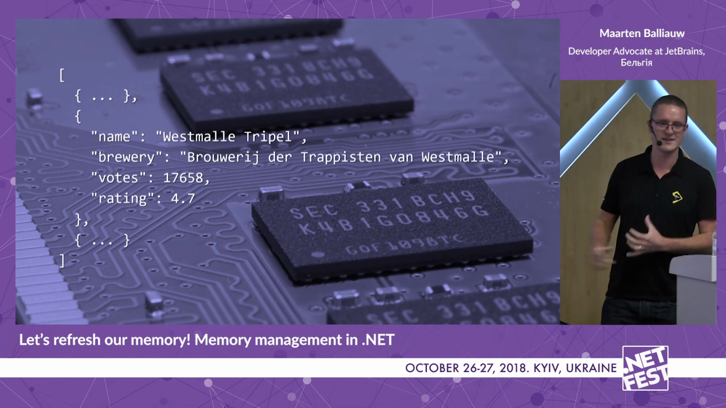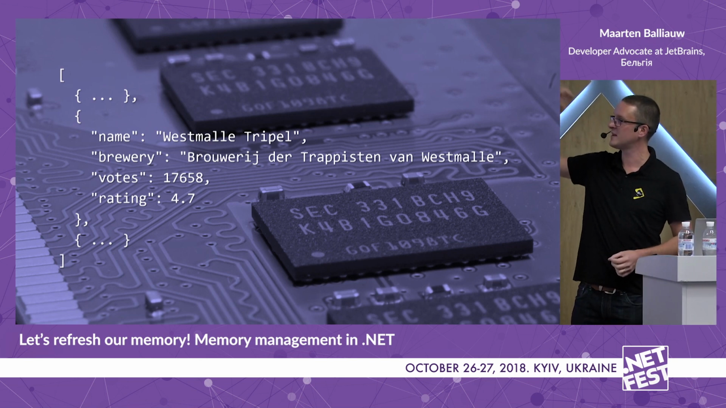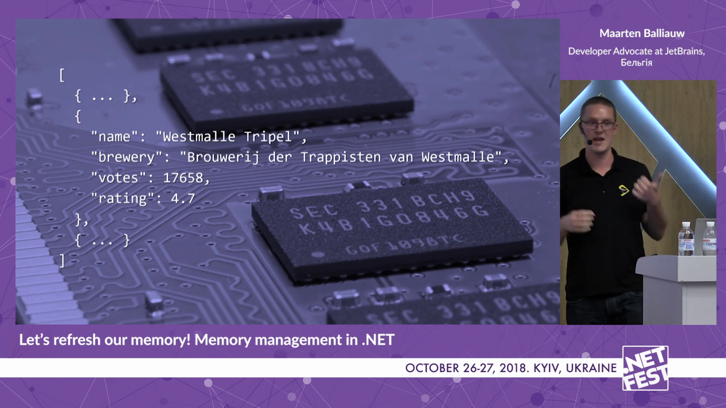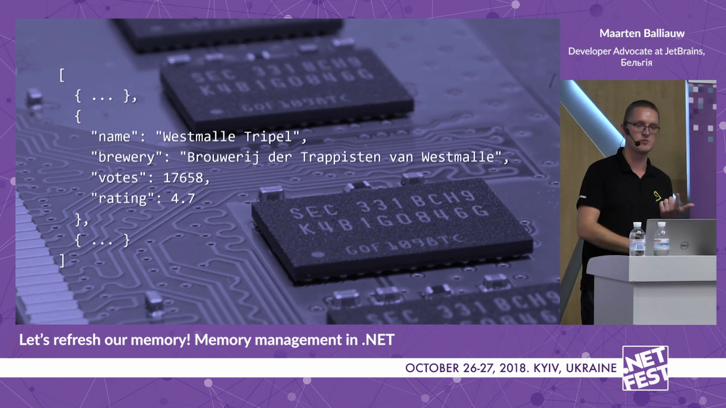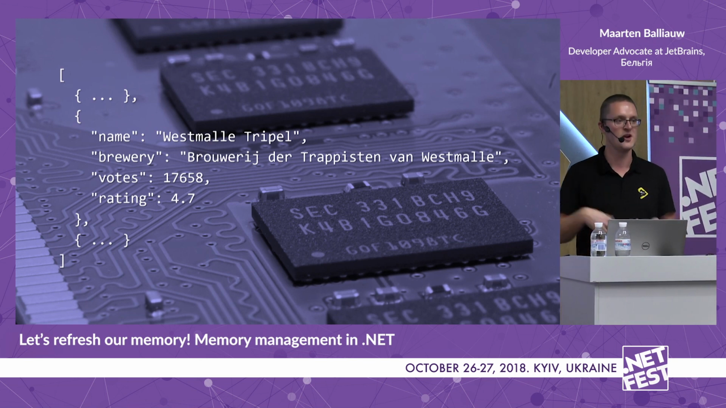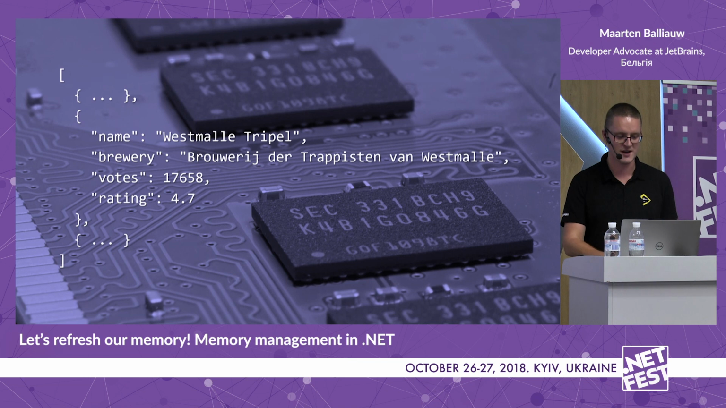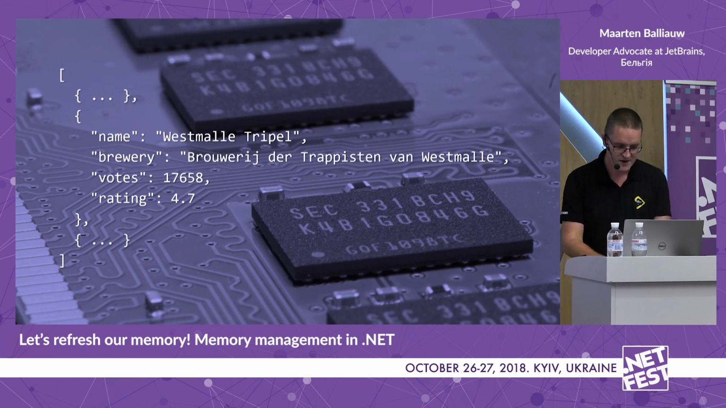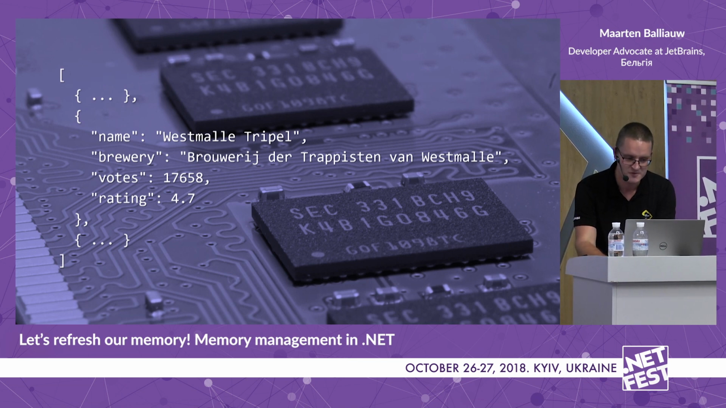And the structure is like this. It's a big JSON array that contains objects that have the name of the beer, that have the name of the brewery, that have the number of votes and the average rating for that number of votes, so that I have some information that I could display in my application. So let's see how we could load that into memory.